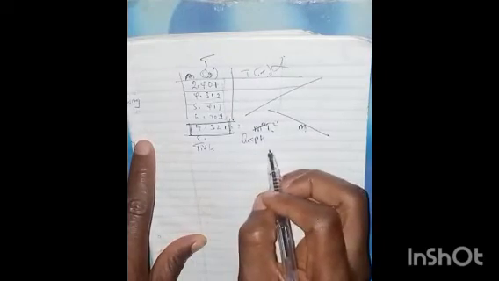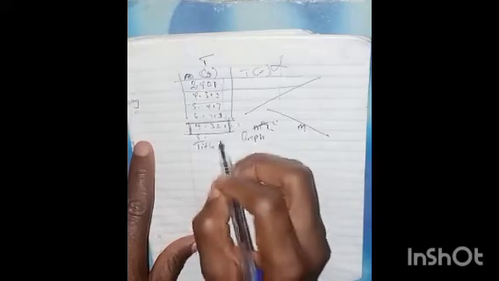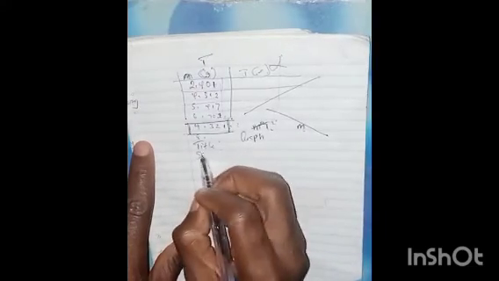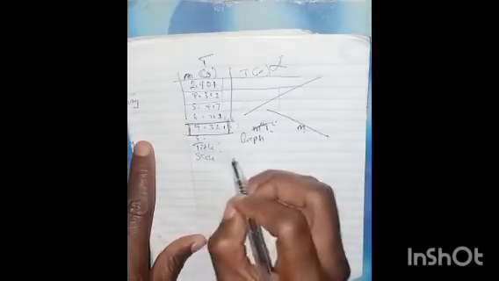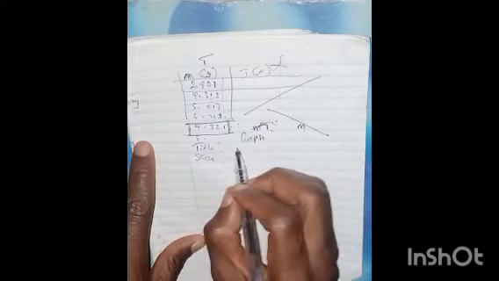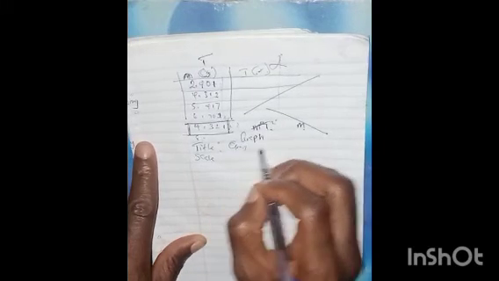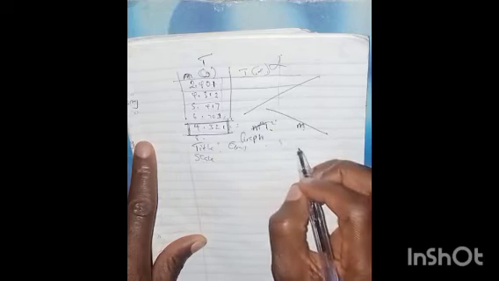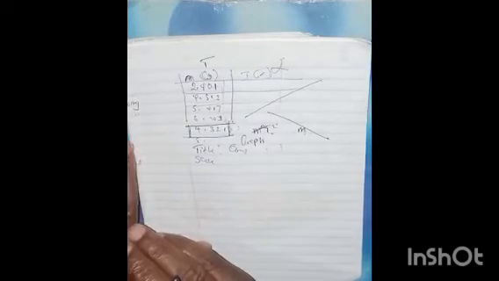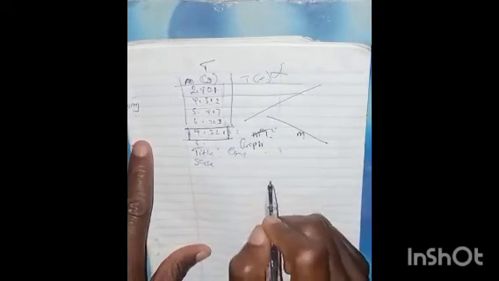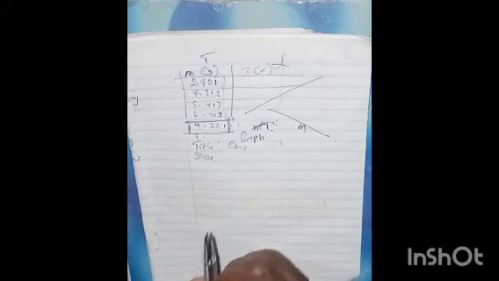On top of the graph, you're supposed to write the title, then you write the scale. Those are the two things you should write. When you write the title, you write graph of t squared against m. Don't just assume they know what you are plotting. Make sure you write your topic.